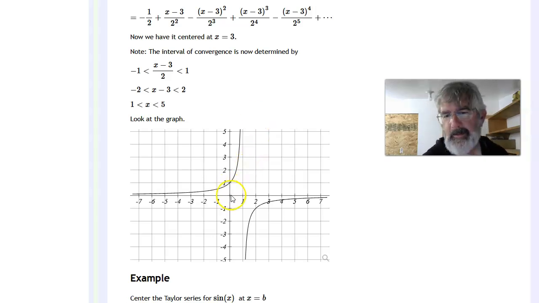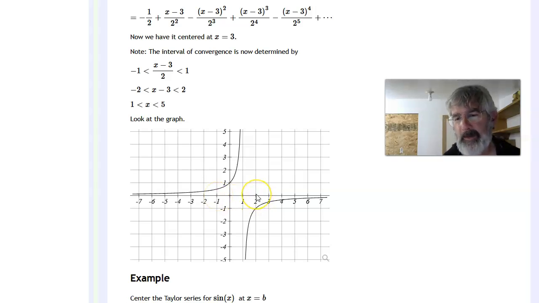When we centered it at 0, the interval of convergence was from minus 1 to plus 1. It stopped at that vertical asymptote. These polynomial approximations were not going to be able to do anything with that vertical asymptote. So they're only good up to the asymptote, and because of other things, it's only good on the other side for the same amount of distance. So from 0 to the right, you could only go as far as 1. So from 0 to the left, you could only go as far as 1.